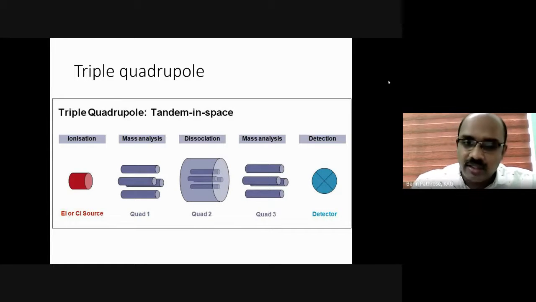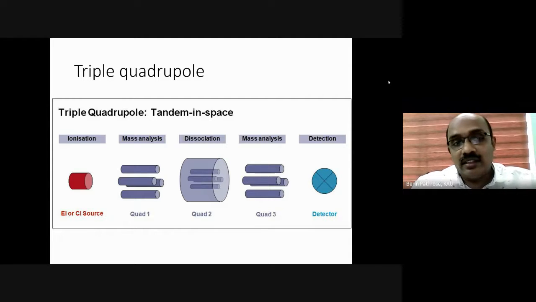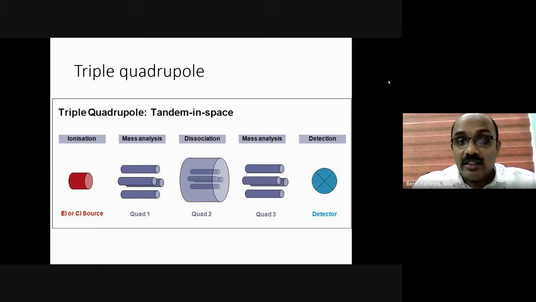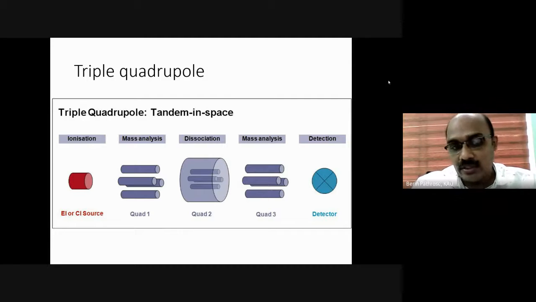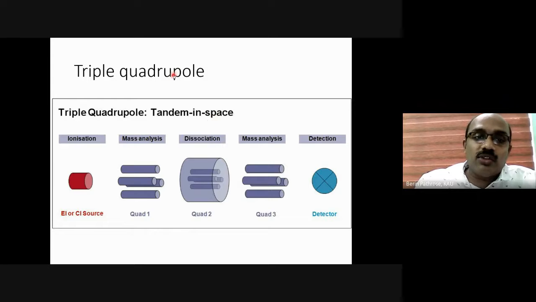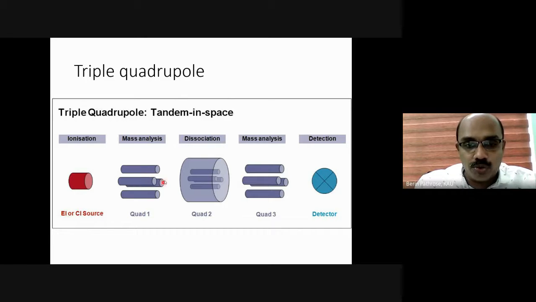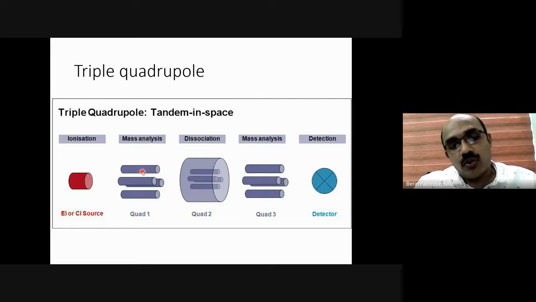Then coming to the next, the quadrupole analyzer. This is a diagrammatic representation of a quadrupole. Earlier we used to have GCMS, gas chromatograph mass spectrometer. Nowadays we use GC-MS/MS, gas chromatograph tandem mass spectrometer. The difference is that in earlier instruments we analyzed only up to this level. That means we have the ion source wherein we ionize the compound, and we have a quadrupole. We can see four rods, and here we analyze the mass based on their mass-to-charge ratio. That was the only one.